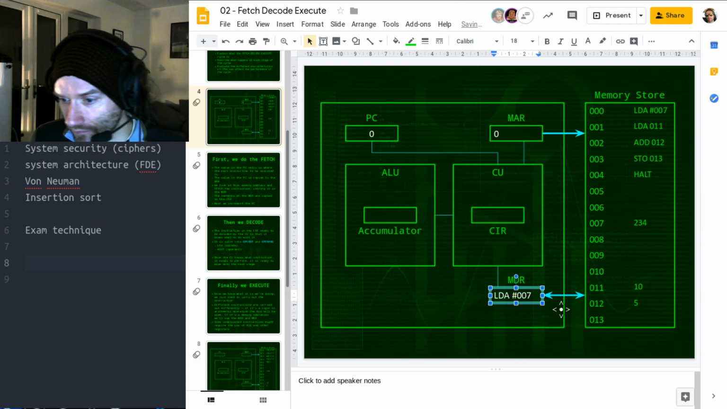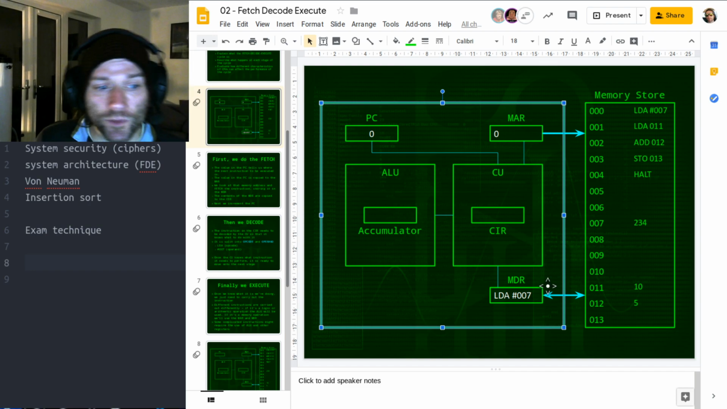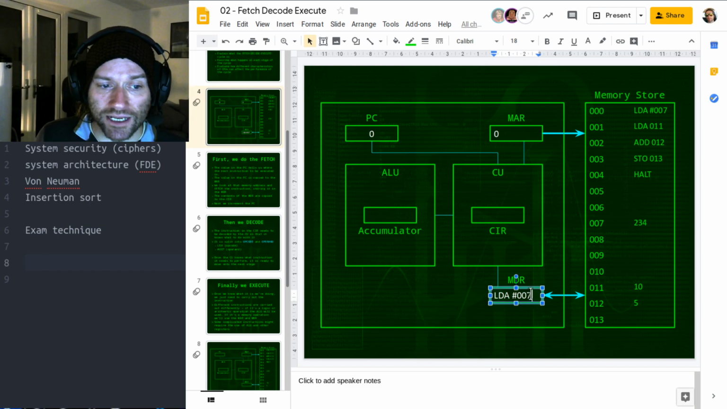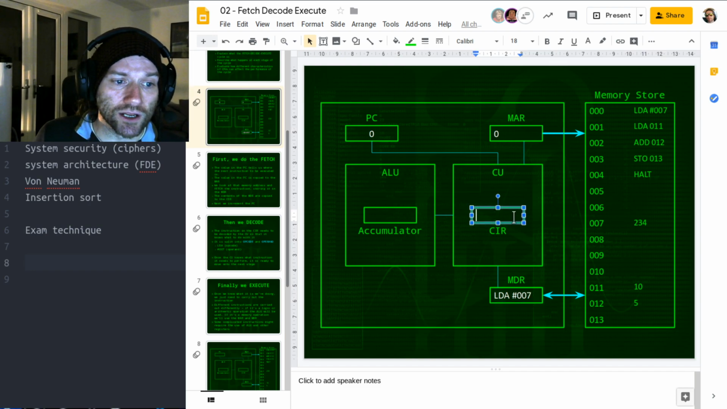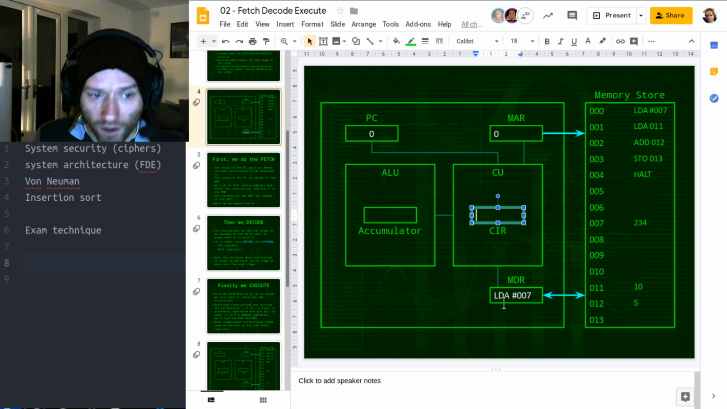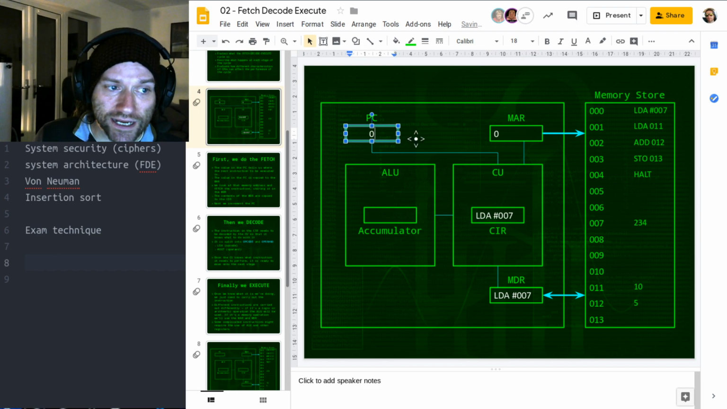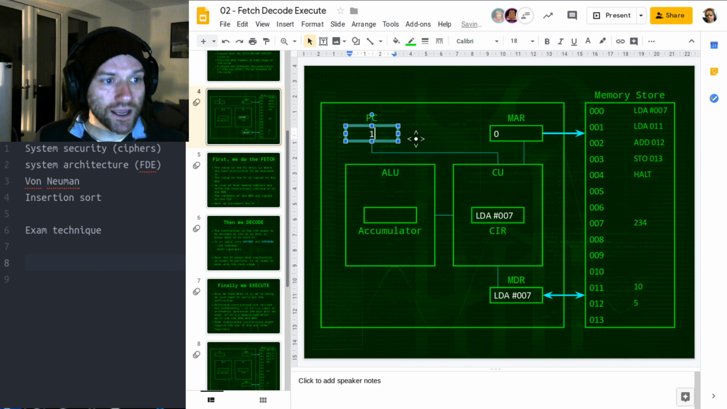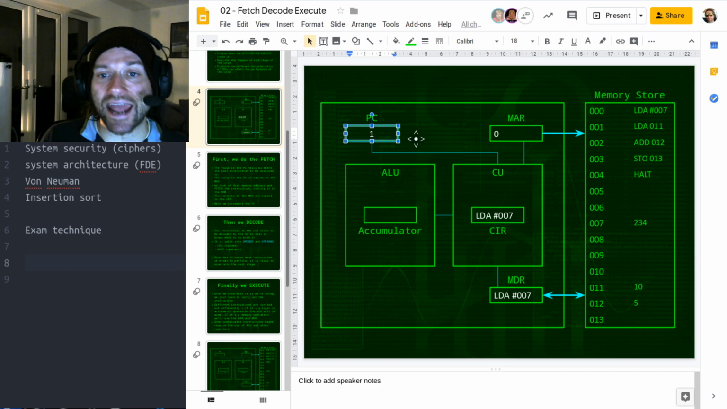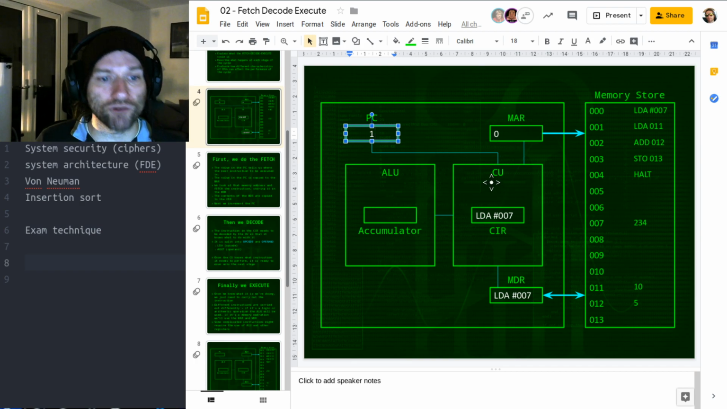Like that. Okay. Once it has been copied across to the MDR, it is then stored in the CIR. It's copied from the MDR into the CIR. Okay, at that point, the program counter increments, and that is the end of the fetch. Okay, all of that stuff happens during the fetch.